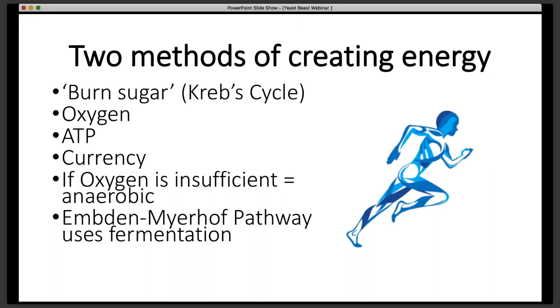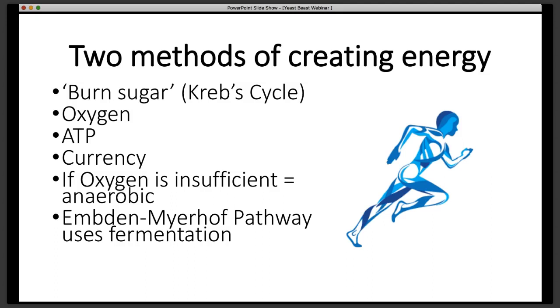We mentioned in our last webinar on sugar control how the energy currency in your body is ATP, which is like money that can be spent when you need it, or energy that can be spent when you need it. So the body burns sugar in the presence of oxygen and other nutrients to create ATP, which is your energy currency.